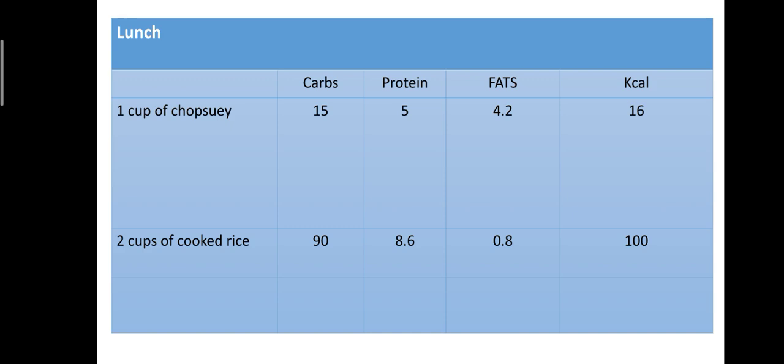it has 15 carbohydrates, 5 protein and 4.2 of fats, and the kcal is 16. For the 2 cups of rice, it has 90 carbohydrates, 8.6 protein and 0.8 of fats, and the kcal is 100.